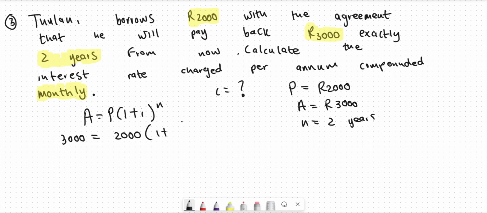1 plus the I. I can't just write I by itself. I need to divide it by this compounding rate, which is 12, remember? And then the N is 2, which is also going to be multiplied by the same 12. Again, this 12 that I'm dividing with and multiplying with is the same value. Then how do you possibly solve for this? You divide both sides by the 2,000 that is outside of the bracket.